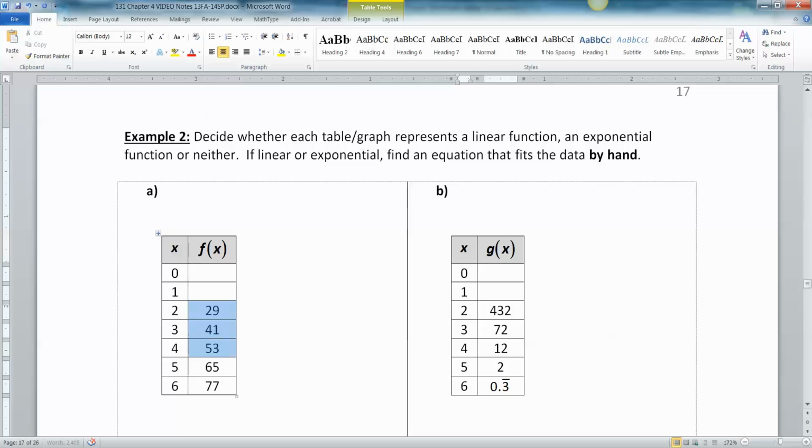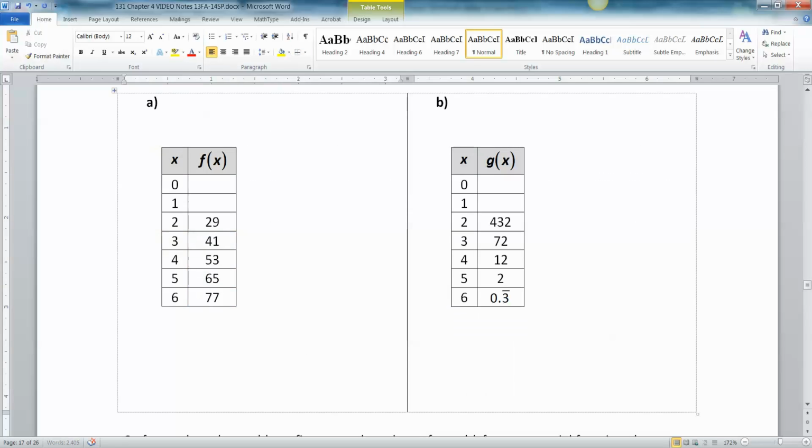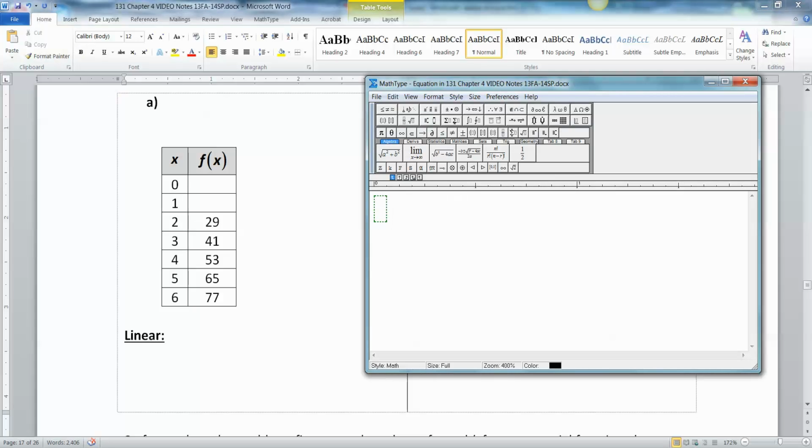Are we adding the same amount every time, or are we multiplying? So 29 plus what would get you 41? 12, right? All right, 41 plus 12 makes 53. 53 plus 12 makes 65. There you go. So this is obviously linear. All right, now what is it? Y equals, f of x. F of x equals, all right, well, we can see that the slope is 12. So it's 12x because that's what you're adding on every time. But the problem is you don't know the y-intercept.